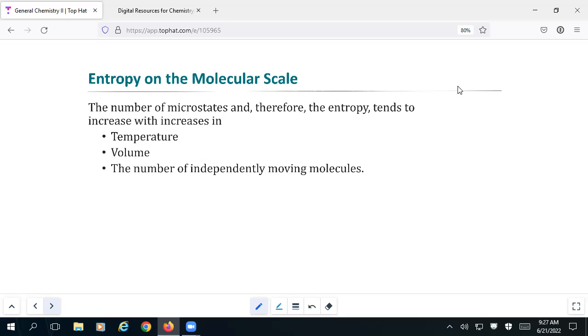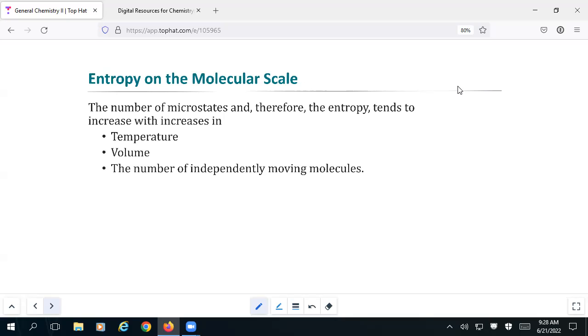So if we start to look at this holistically, we will notice that the number of microstates will increase, and because the number of microstates increases, the entropy will increase when we see the following kinds of changes. Increase in temperature. We're going to add more energy to the system. That can cause more microstates because we have more ways for that energy to be utilized: more rotational, more translational motion, more vibrational motion, those kinds of things.